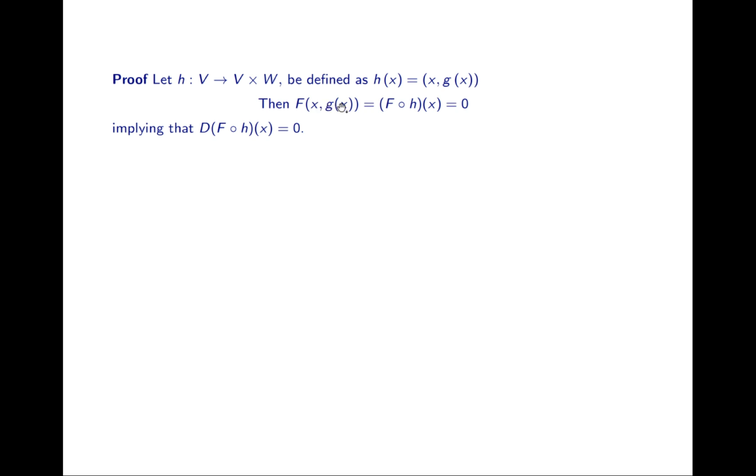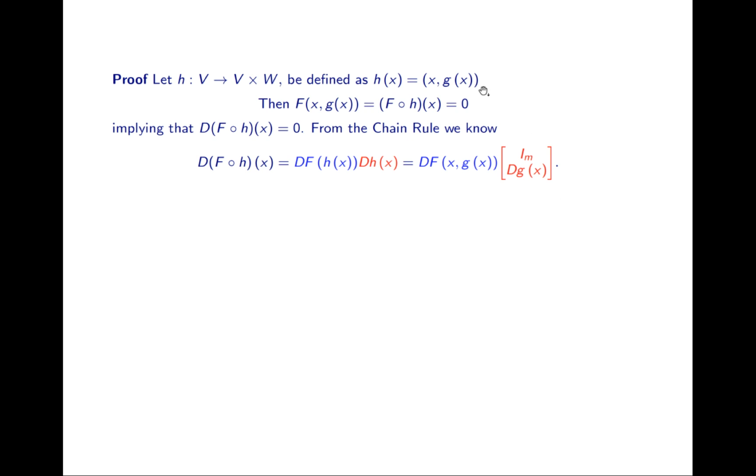Now, f of x comma g of x is 0. We've assumed that. And x comma g of x, that's h. So, in fact, this is the composition of f and h. So from the chain rule, the derivative of the composition of f and h is given by this. By the way, since this is equal to 0, the derivative of this is equal to the derivative of 0. So we apply the chain rule. The derivative of this is the derivative of f at h times the derivative of h.